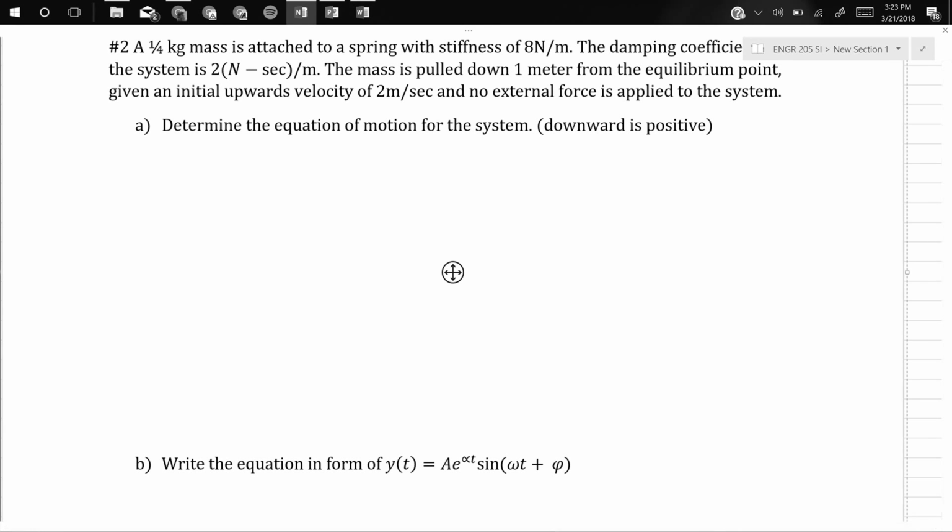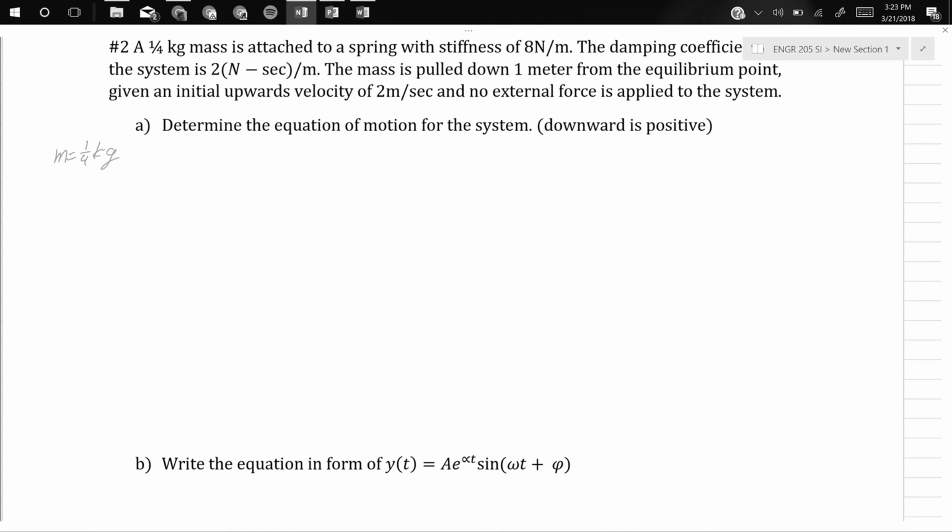Hello, I'm going to go over number 2 for the Unit 4 practice exam. So on this one, we're going to be given a 1/4 kilogram mass. So M equals 1/4 kilograms. And units are important just to denote, just in case you're working with SI or ANSI units.